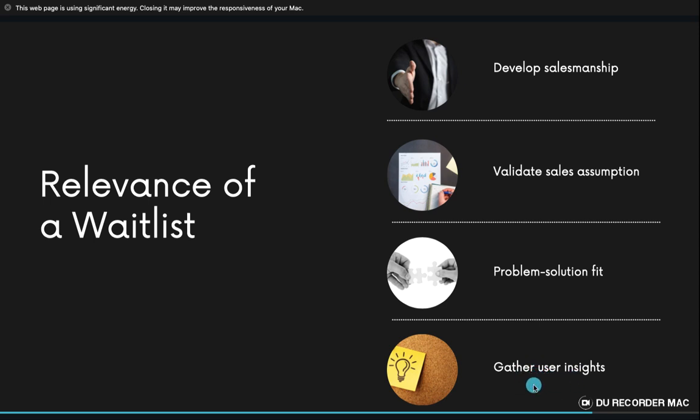So in a nutshell, I'm going to summarize why this is very important, even in the outlook of interacting with an investor. It shows, apart from the fact that you've validated some of the sales assumptions around your sales projection, that you've also been able to achieve a problem-solution fit, depending on the number of people you have on your wait list, right?